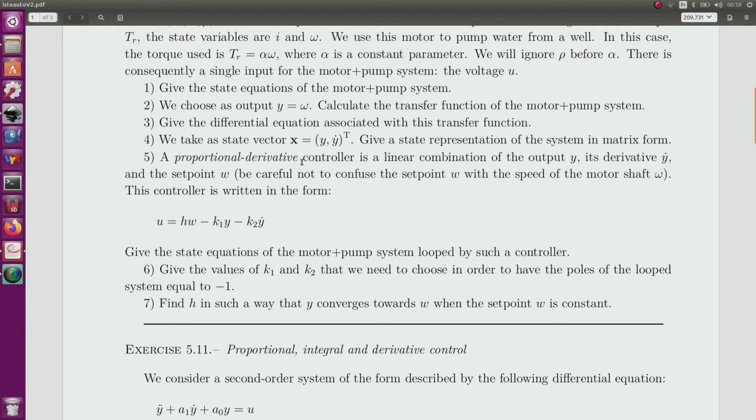Question number 5. We want to use a proportional and derivative controller for our system. So recall that for this we have the output y, the derivative y dot, and the proportional and derivative controller has this form. It is a combination, with some gains, of the output and the derivative, so proportional and derivative, and the set point w. As written here, we should not confuse the set point w with the rotational speed omega. And I will give the state equation of the looped system.